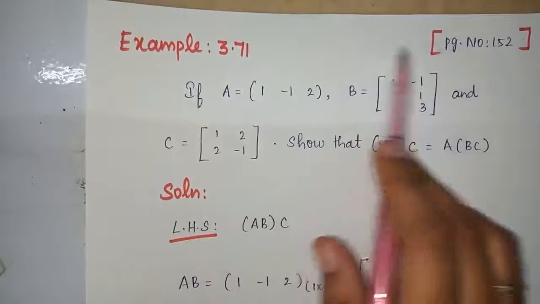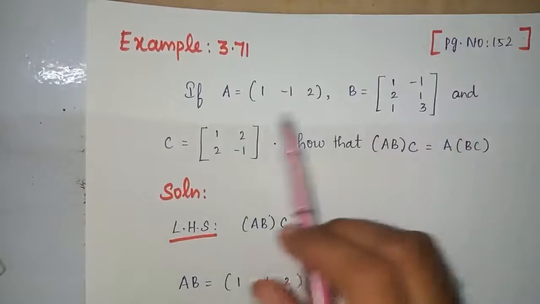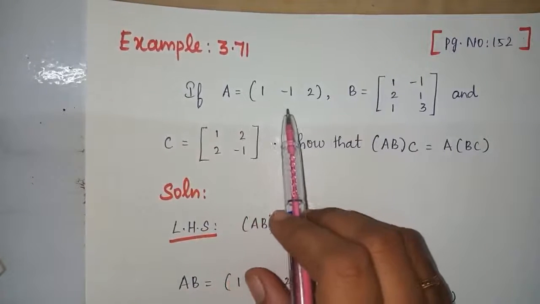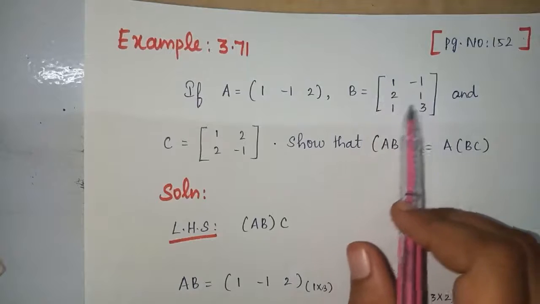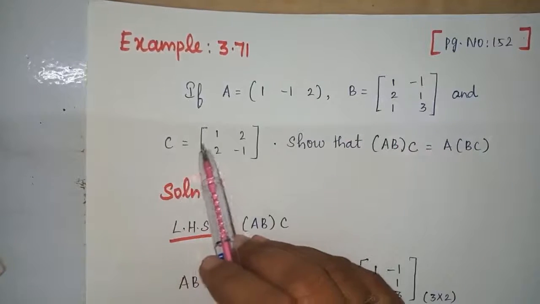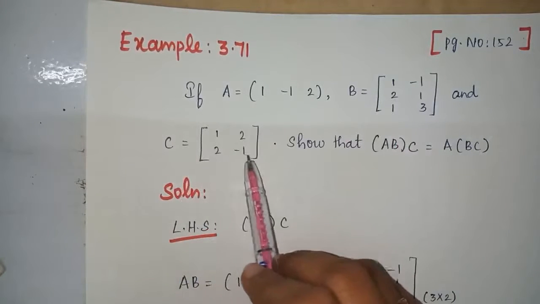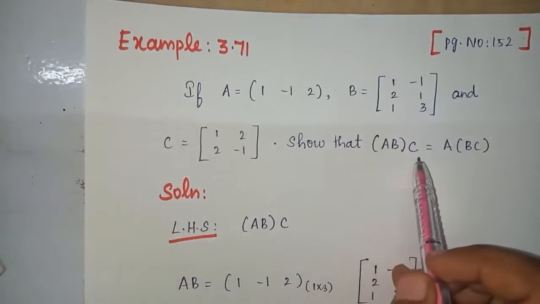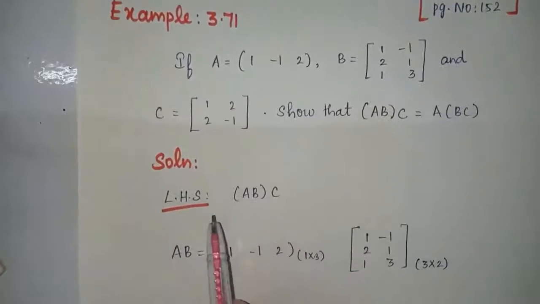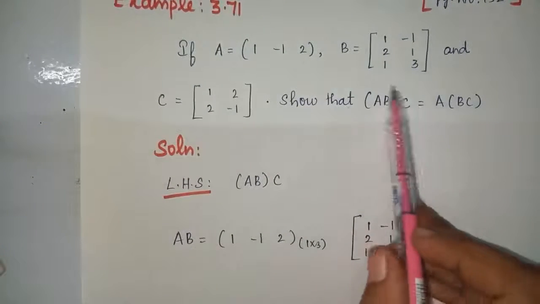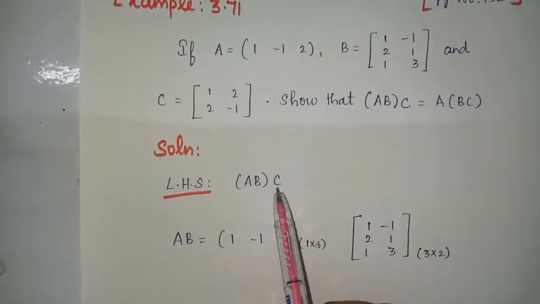Example 3.71, which is on page number 152. If A is equal to [1 -1 2], B is equal to [1 -1; 2 1; 1 3] and C is equal to [1 2; 2 -1], show that (AB) into C is equal to A into (BC). So solution, left hand side, we are taking the left hand side (AB) into C.